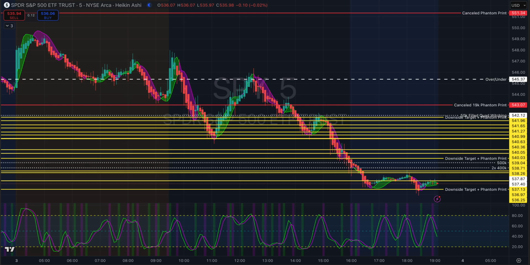I'm going to show you some of the SPY Phantom prints that we filled in the past two sessions and give you a little bit of a background of what a Phantom print is if you're not familiar.